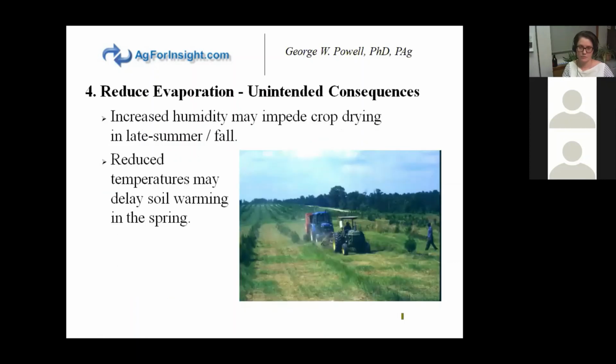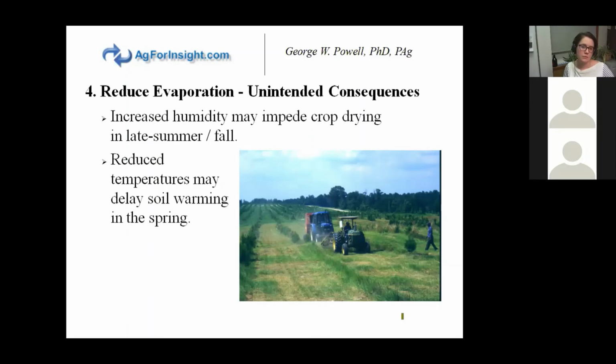There are also unintended consequences that can occur and you should be aware of from planting tree and shrub belts. That increased humidity may impede crop drying in the late summer or fall. So if you're in an area where you have persistent high moisture problems and you're trying to get a grain crop off or that last cutting of hay dried, it may not be the best option.